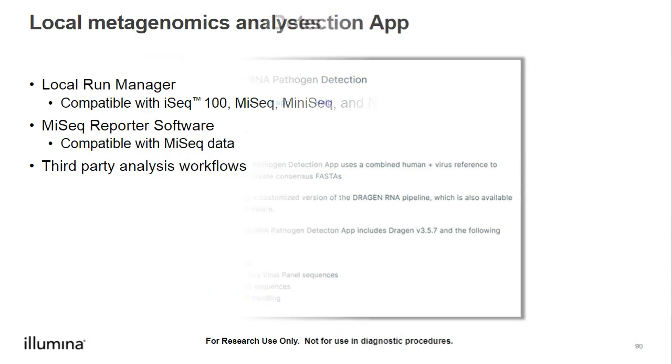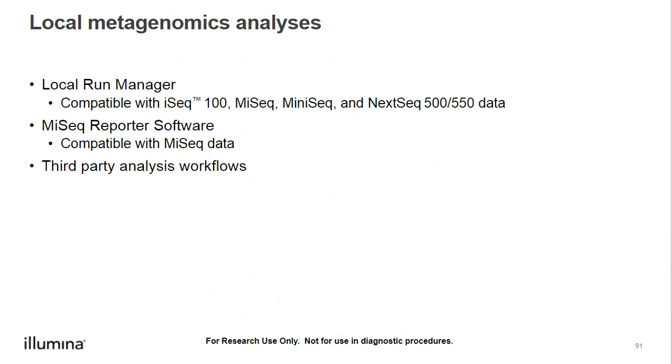We can also analyze metagenomics data locally, so offline. The local Run Manager software is compatible with iSeq, MiSeq, MiniSeq, and NextSeq data. The MiSeq Reporter software can be used to analyze MiSeq metagenomics data, though most labs have transitioned to local Run Manager or to BaseSpace for data analysis. In addition to these, there are many third-party analysis workflows as well as custom analysis options that may be used.